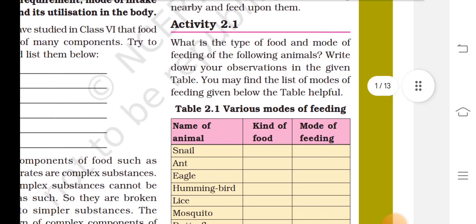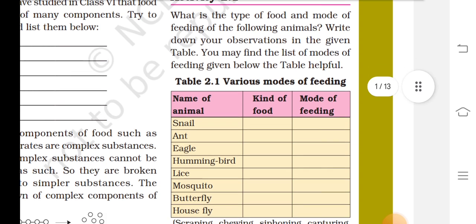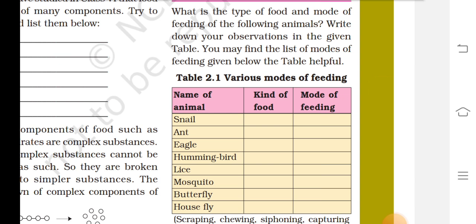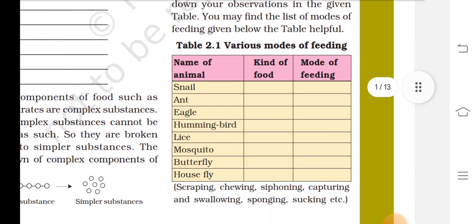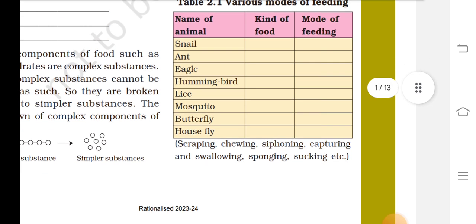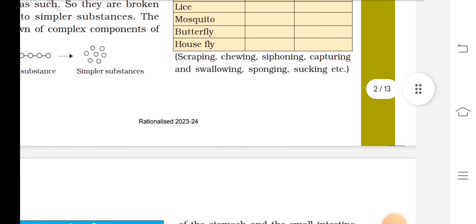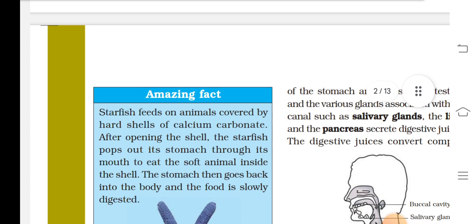What is the type of food and what is the mode of feeding of the following animals? Write down your observations in the given table. You may find the list of modes of feeding given below the table helpful. Various modes of feeding. Name of animals: snail, ant, eagle, hummingbird, lice, mosquito, butterfly, housefly. Kind of food, mode of feeding: scraping, chewing, siphoning, capturing and swallowing, sponging, sucking.